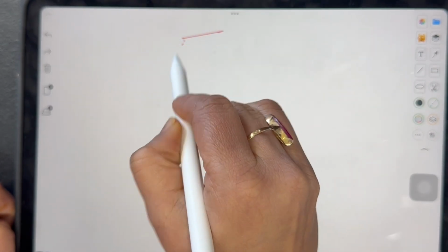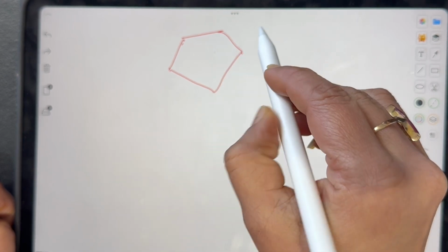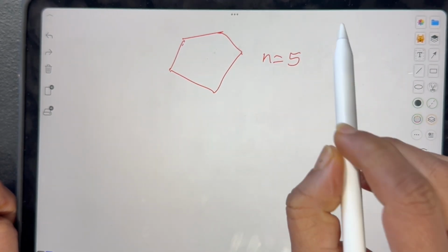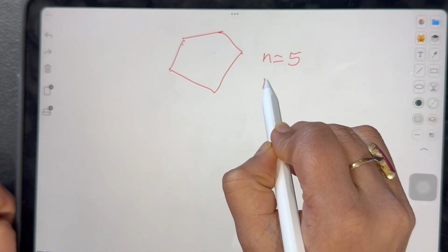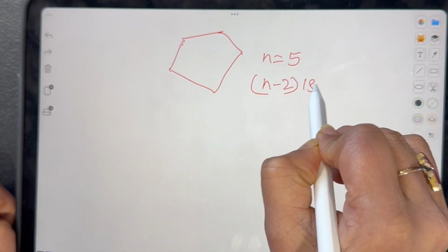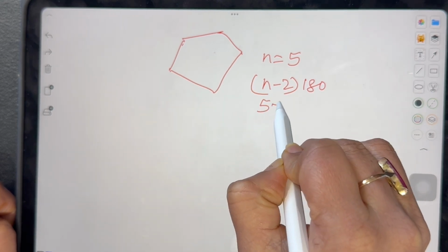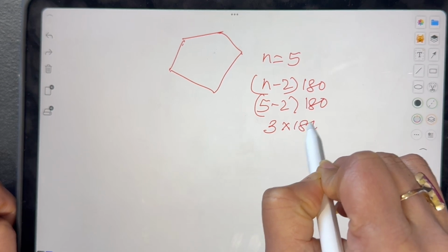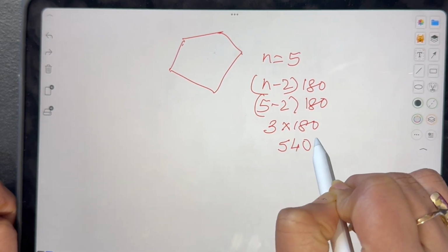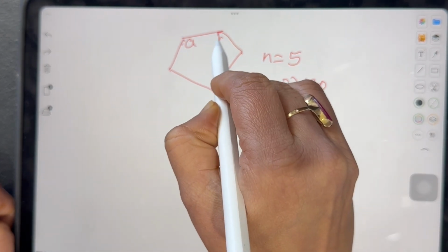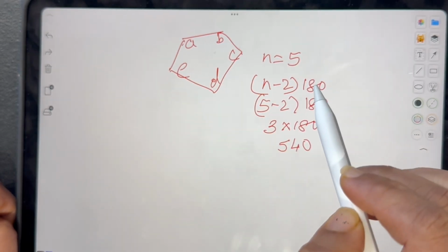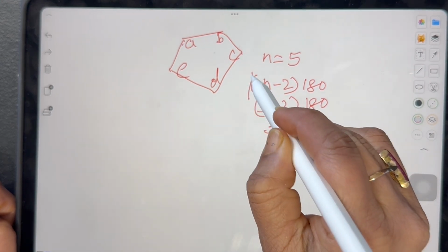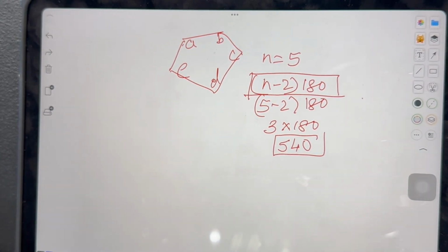Pentagon. Let's draw a pentagon. A pentagon has how many sides? N is equal to 5. What will be the sum of all the angles of a pentagon? The formula is n minus 2 times 180. So n is 5. 5 minus 2 times 180. So 3 times 180, which is 540. So if I add all the angles A, B, C, D and E, their sum will be 540. So this formula you will need for your SAT also and for your advanced geometry.